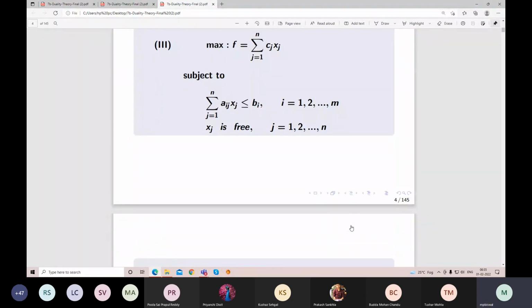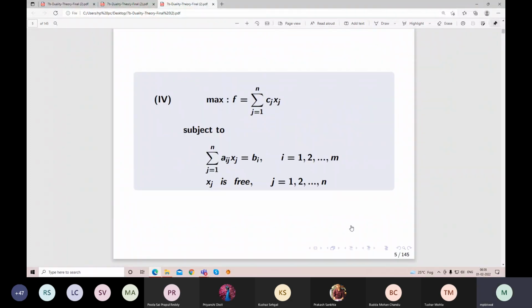In the third model, objective function is maximization type. The constraints are less than or equal type, and decision variables are free. Free means it can take positive value, negative value, zero value. And the fourth one, objective function is maximization type, constraints are equality type, decision variable is free.